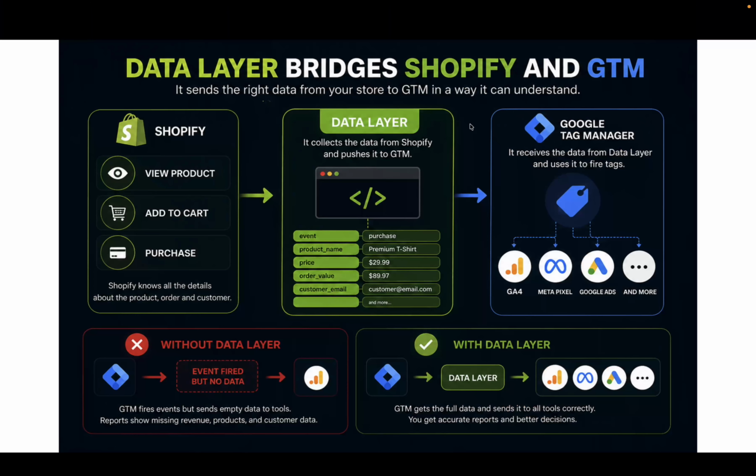The data layer is what gives Shopify a way to talk to Google Tag Manager. When someone views a product, adds to cart, or buys something, Shopify knows the product name, price, order value, customer email, but Google Tag Manager doesn't. The data layer fixes that. It pushes all the purchase data into a format GTM can read. Without it, GTM fires events but sends empty data. That step is very important for a professional setup.